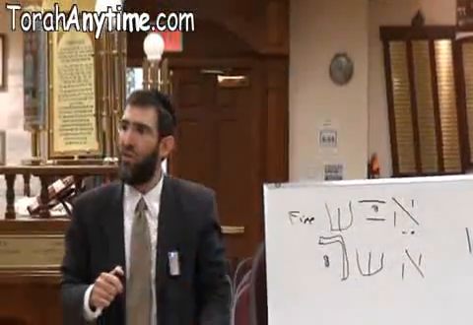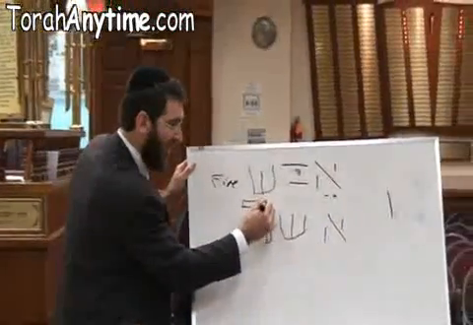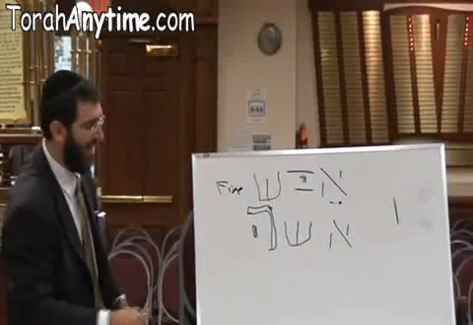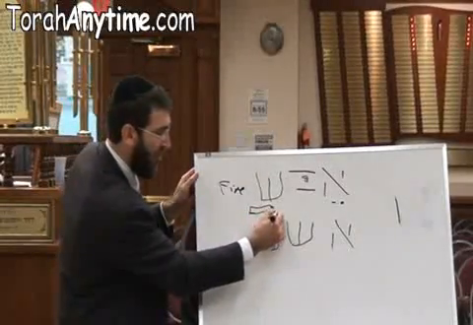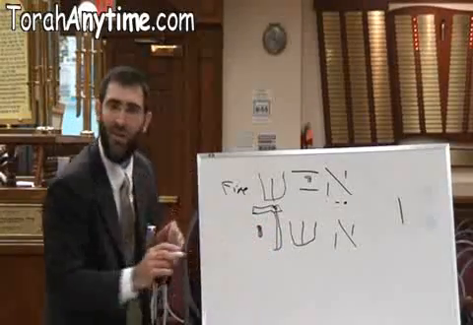A woman's vision is different. A woman's vision is to be a hay. Now it's interesting. If you look at a hay, it's really composed of two letters. It's a dalet with a yud inside of it.